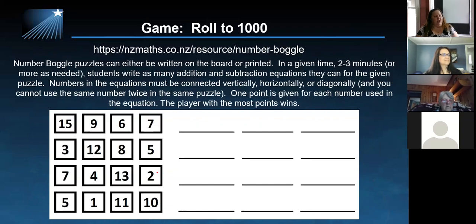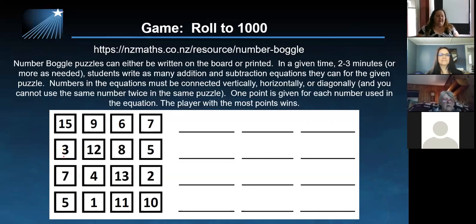So for instance, I could use 2 plus 5 equals 7. That'd be worth 3 points. I could use 7 minus 5 equals 2, also worth 3 points. I could say 5 minus 1 equals 4, or 1 plus 4 equals 5. Those are each worth 3 points apiece. I could say 5 plus 7 plus 3 equals 15. So that one would be worth 4 points because I used 4 of the numbers.